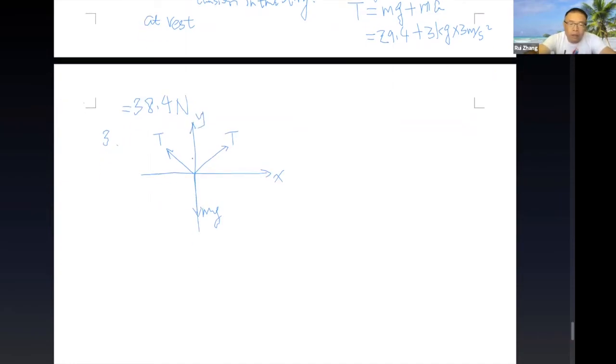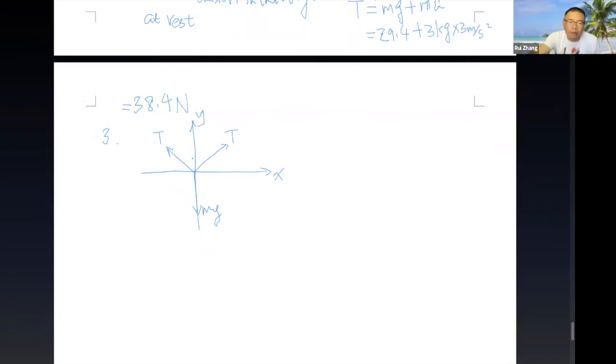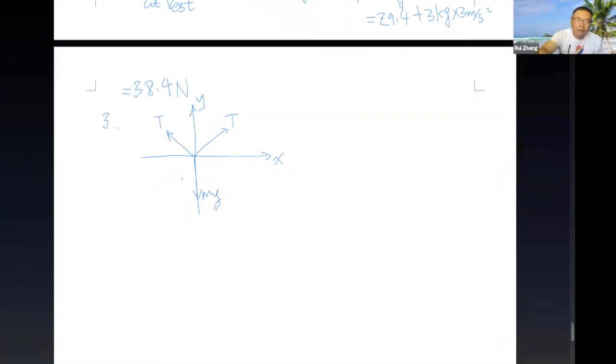Now, this is probably the most challenging thing for you guys when you see the forces are not in the same direction. Is that right? If it's right, give me a thumbs up. I mean, is this the most challenging thing, how to find the component of the force? Okay, how do we do that?